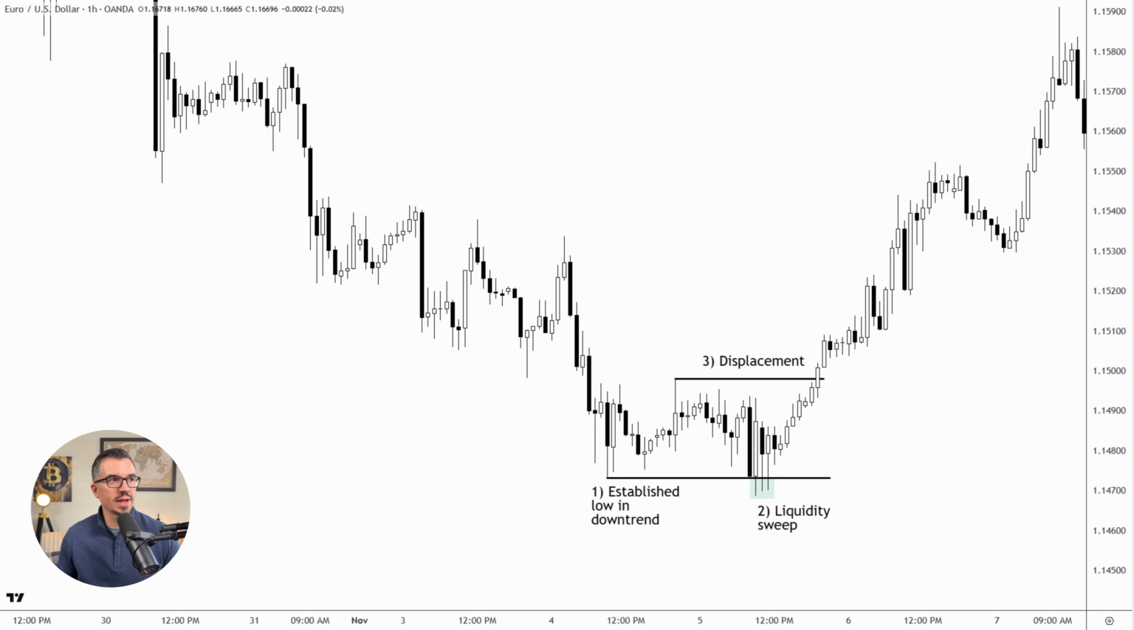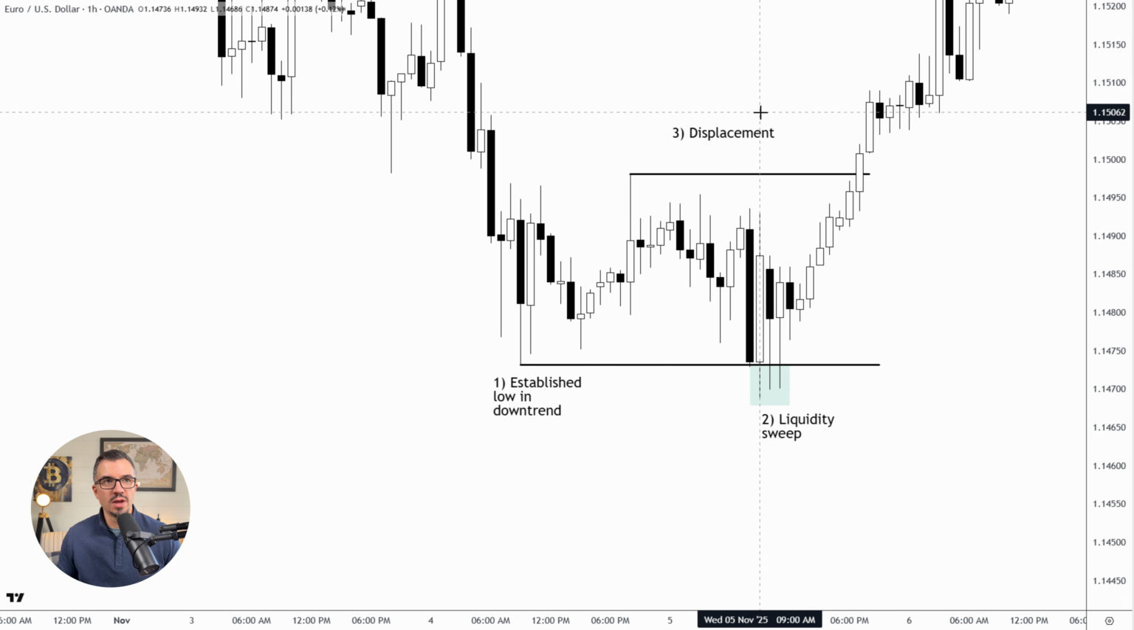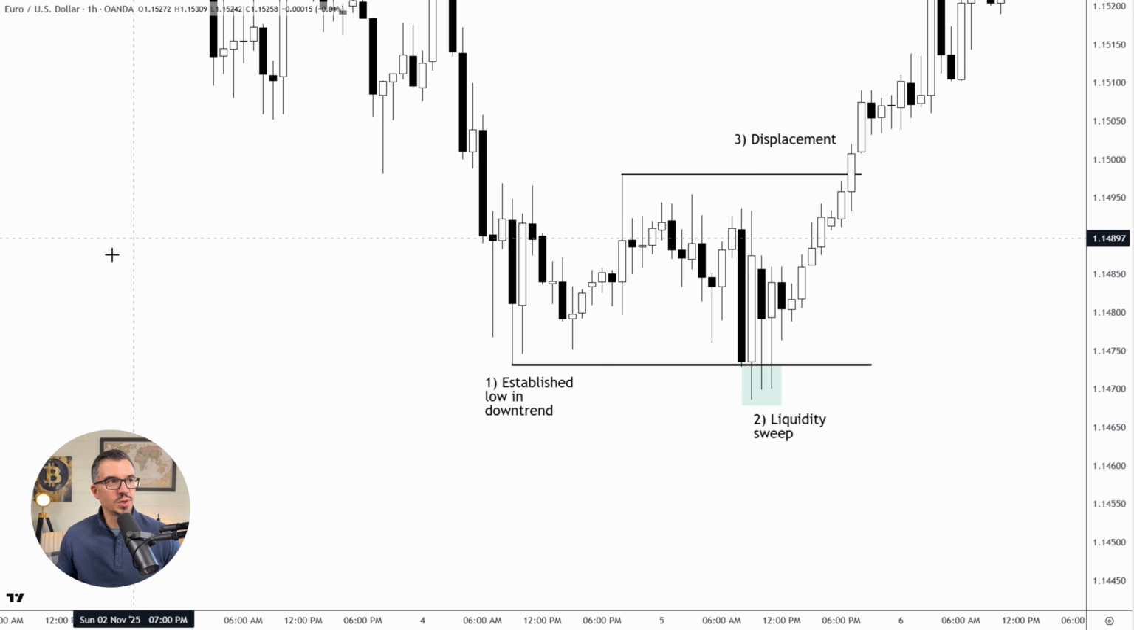Before we take a look at another example too, I do want to point out that the key for this, when you get this displacement, the trigger for this setup, for this reversal pattern, is going to be this high right here.